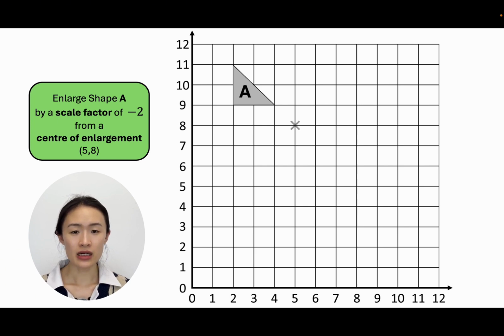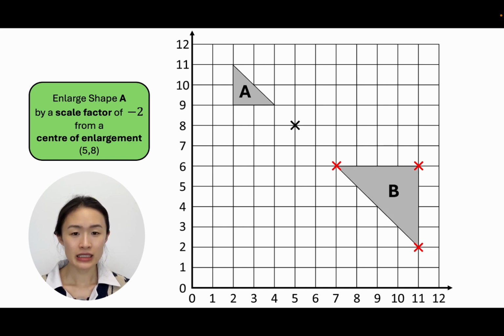To go from my center to this point, I need to go up by 1 to the left by 1. Now remember, because the scale factor is -2, so that means I need to double the journey, but in the opposite direction. I have to go down by 2 units and then to the right by 2 units. Similarly, if we want to go to the next point, 2, 9, I need to go up by 1, to the left by 3. So then scale factor of -2 means opposite direction, go down by 2, to the right by 6 units. And then by repeating this same process to the final point, we will be able to find the image of the object A.